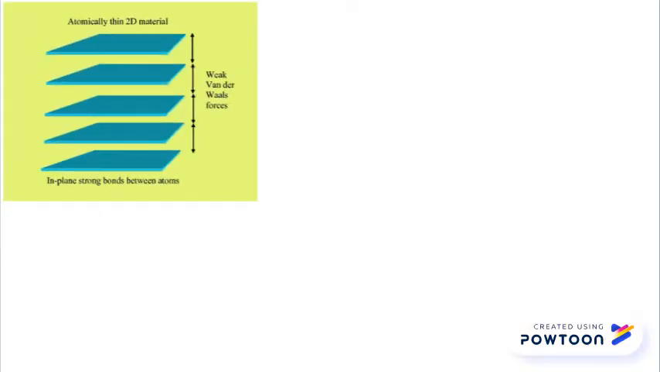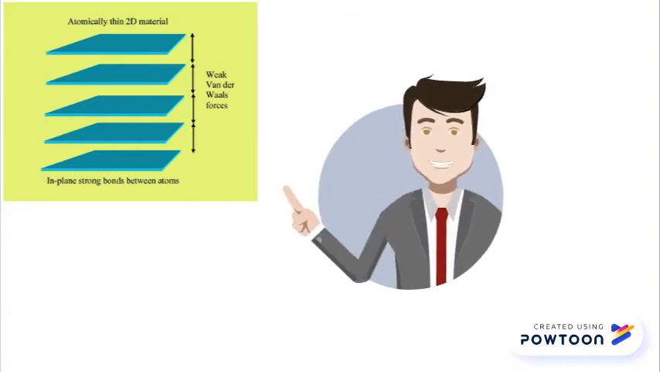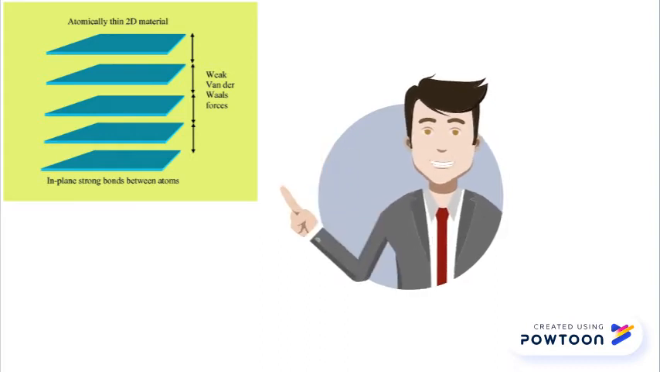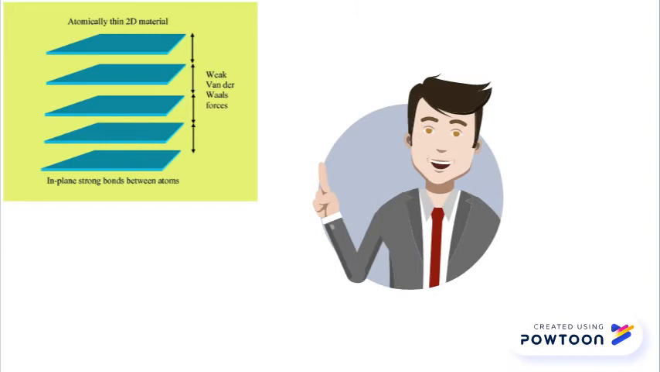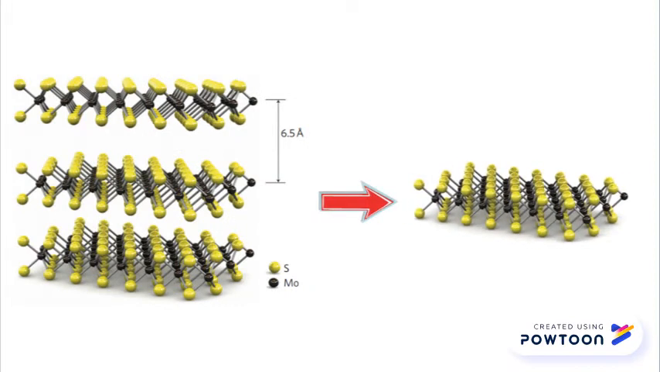2D materials also work on the same principle but at a much smaller length scale. Because of the strong in-plane bonds and weak out-of-plane van der Waals interactions, these materials can be isolated into atomically thin sheets. Each of these sheets is about 1,000,000 times smaller than a sheet of paper.